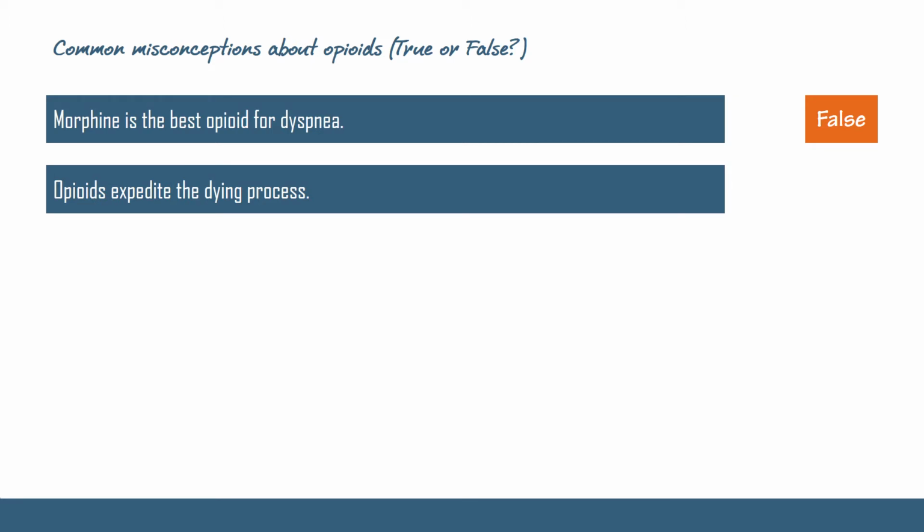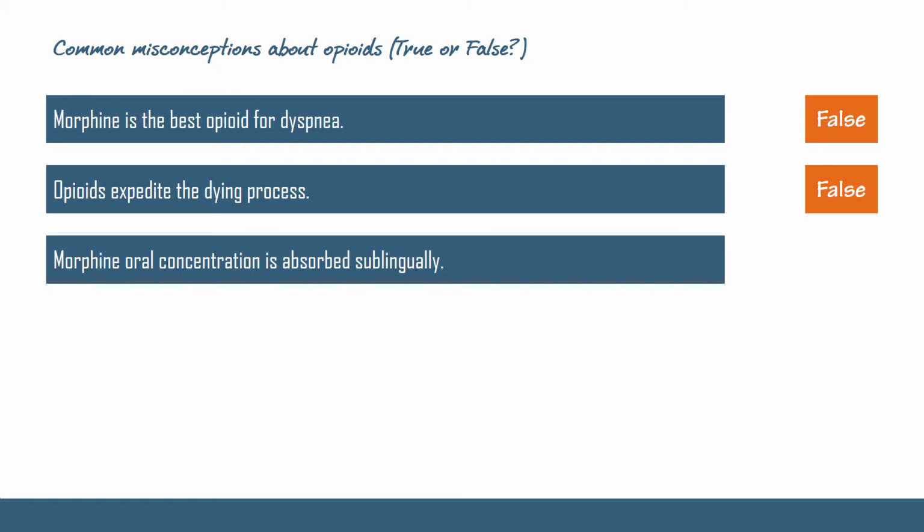Opioids expedite the dying process. That is also false. This is a common concern by patients, families, and clinicians, and it is not true. Opioids, when dosed appropriately, do not expedite death, and sometimes when patients have their dyspnea well controlled, they actually live longer. Margaret mentioned to us that she was worried that morphine would kill her, and so educating patients, families, and our colleagues can be important in this.